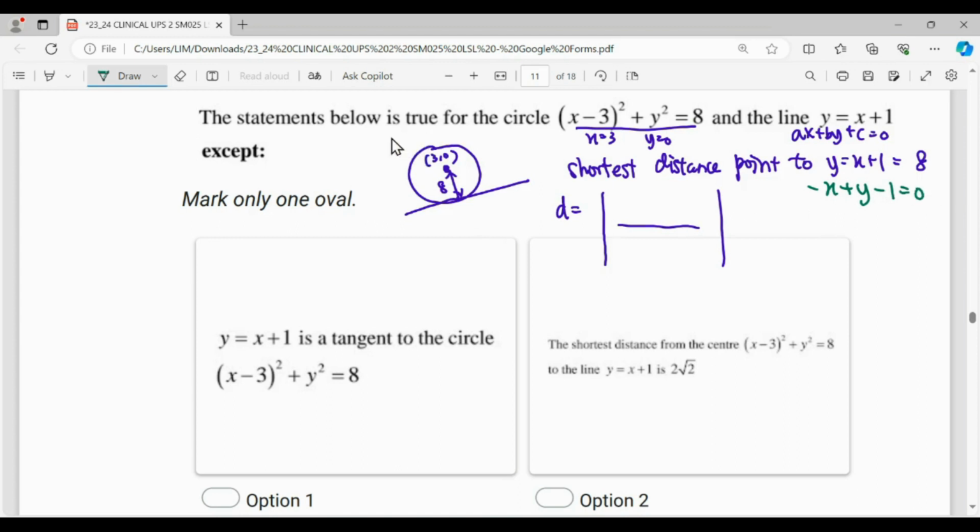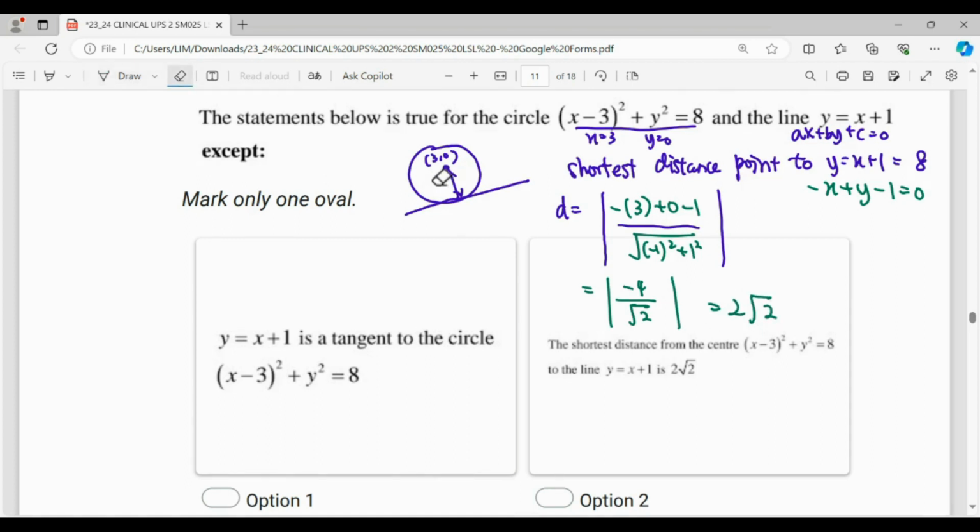We substitute the point coordinates, where x is 3, y is 0, then minus 1. Then square root of a squared, which is negative 1 squared. So a is our coefficient of x, b is our coefficient of y, plus b squared. So modulus of negative 4 over square root 2, which gives 2 root 2.